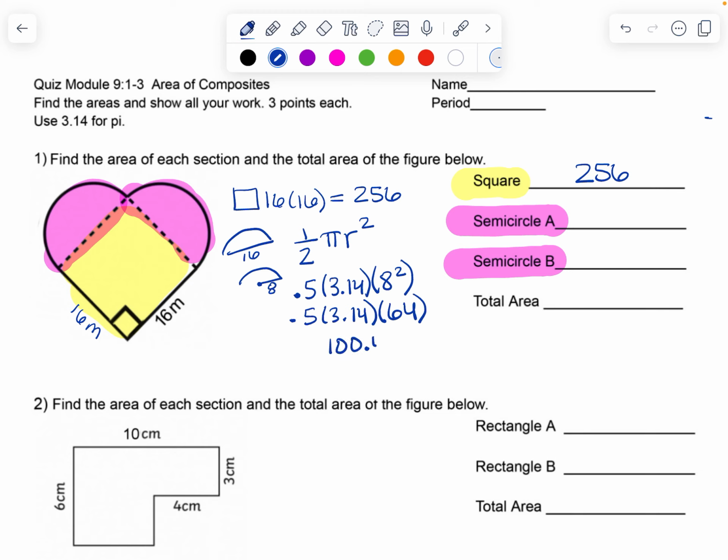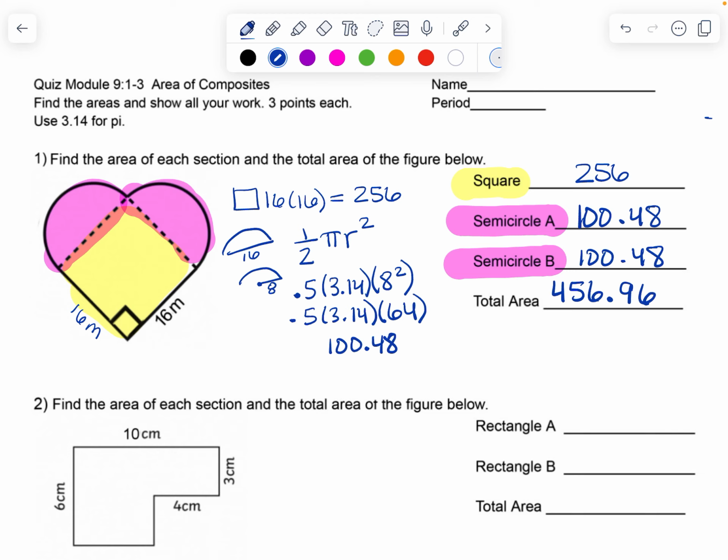And then we're just going to add these three numbers together, which again is totally fine to use a calculator for, as long as you're showing me what you're putting in your calculator. So that's the answer to number one. And then if you want to be super correct, there is your label, meters squared.